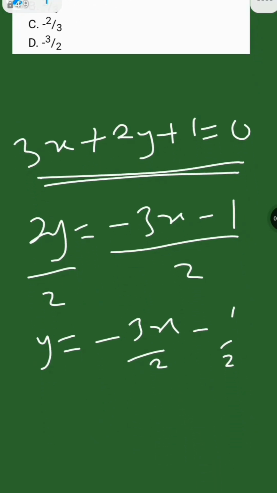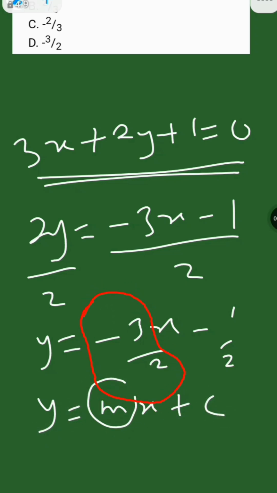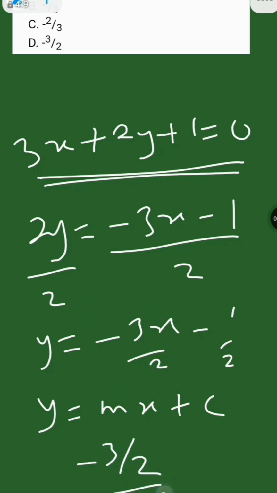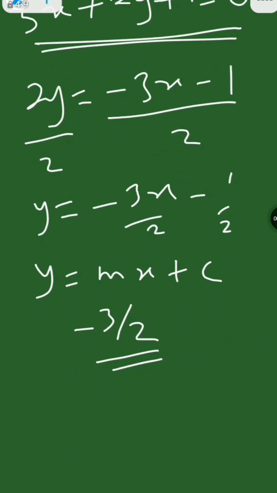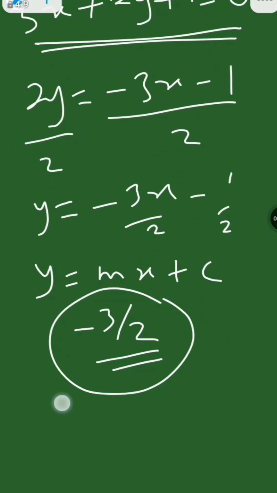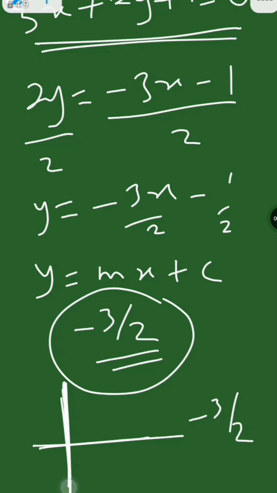So this is already in the general form of a straight line, which is y equals mx plus c. The number in front of this x here is the gradient. So that means the gradient of that line is minus 3 over 2. But they say you should look for a line that is perpendicular to it. That's not the answer. Find the gradient of a line which is perpendicular to the line with this equation. So this is the equation of the line here. Since the lines are perpendicular, that means they are like this. This particular one here is the one you have done, which is minus 3 over 2. You have to find the gradient of this particular one.